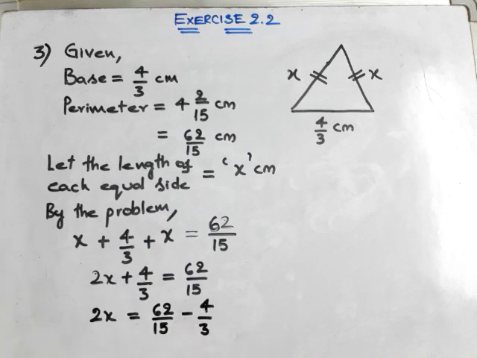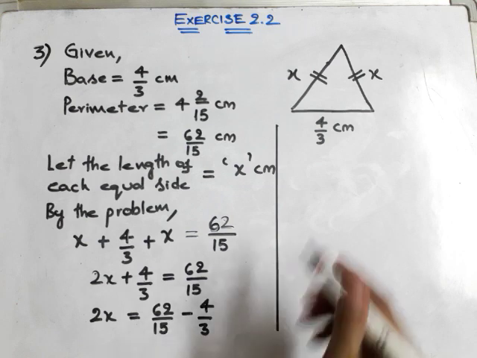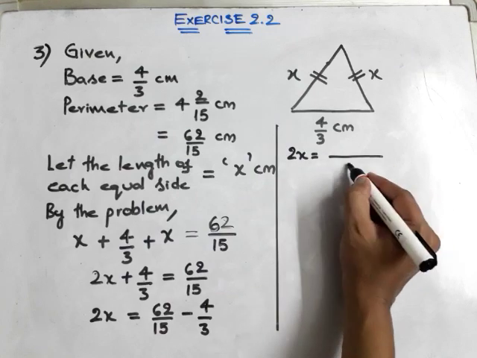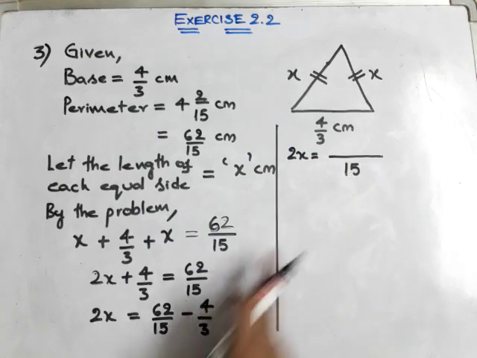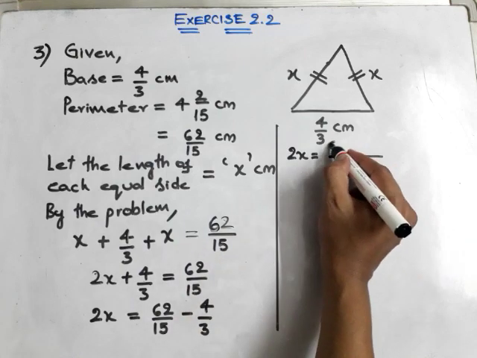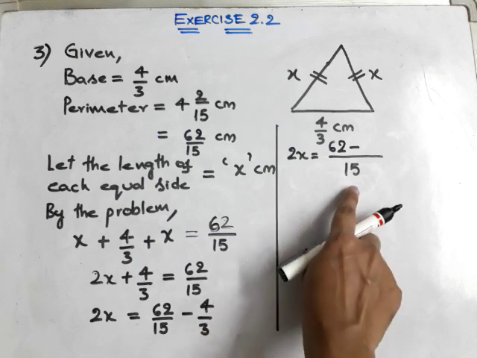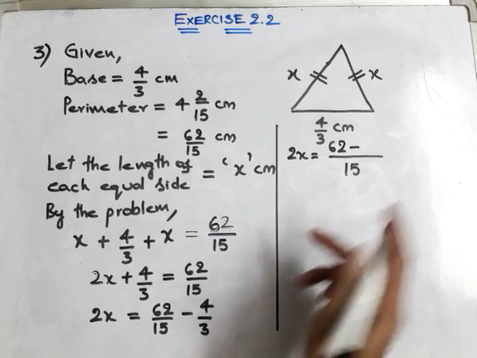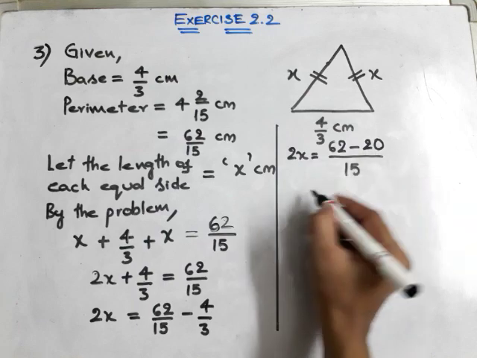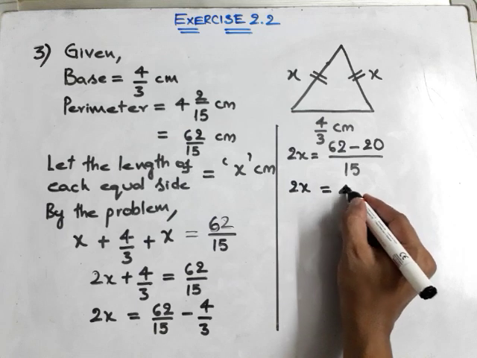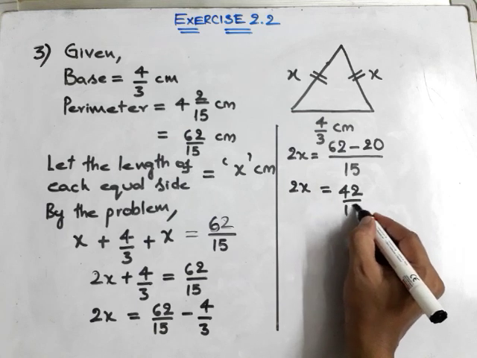Let us continue on the other side. As you know, for 15 and 3, the LCM is 15. So 2x is equal to, as the LCM is 15, 15 ones are 15, so 62 will come as it is, minus 4/3: how many times is 3 in 15? 5 times. So 5 into 4 gives us 20. So 2x is equal to 62 minus 20, 42/15.